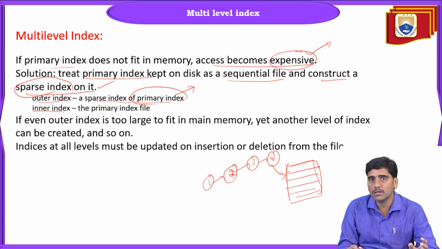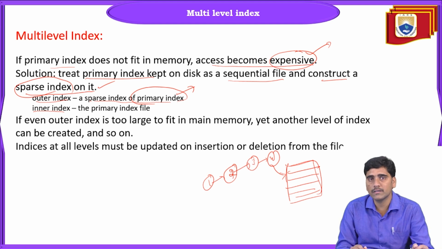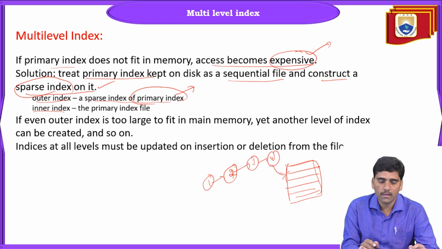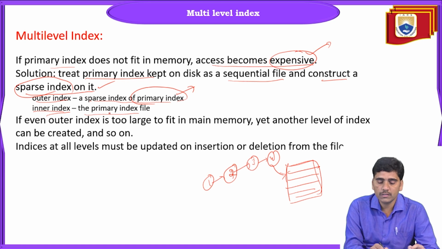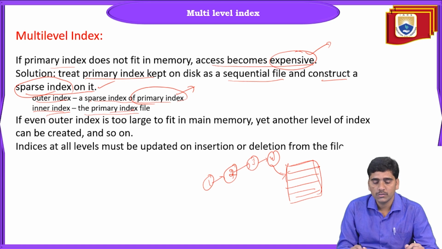The outer index is specified as a primary index. But what is the inner index? The primary index file, which contains the blocks of files. So that is the inner index. The outer index is the primary index which is already kept for all the index files, but the inner index is all the primary index files inside of the block.